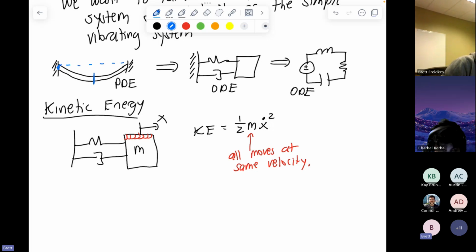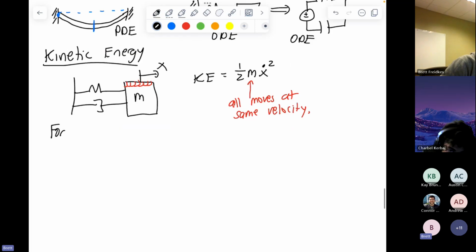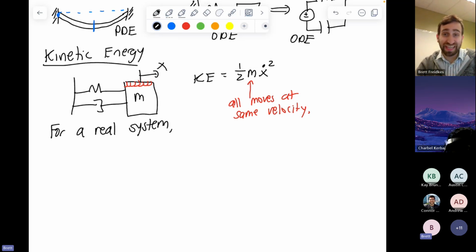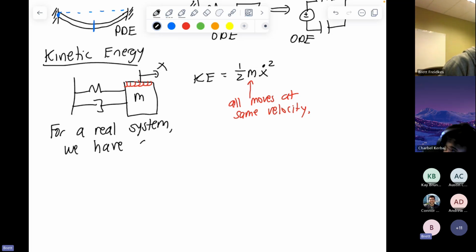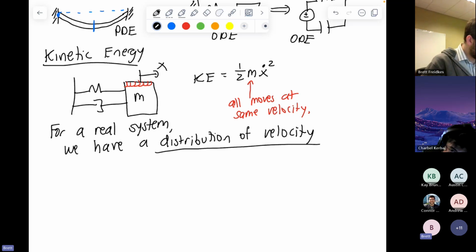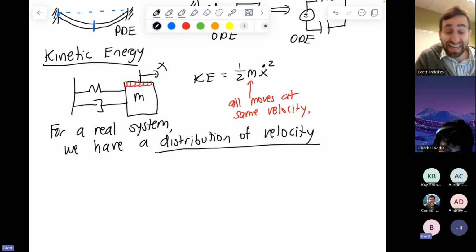So for a real system, and by real I mean something like a diaphragm or a cantilever beam or something like that, we have a distribution of velocity. And that implies that there's a distribution of kinetic energy.